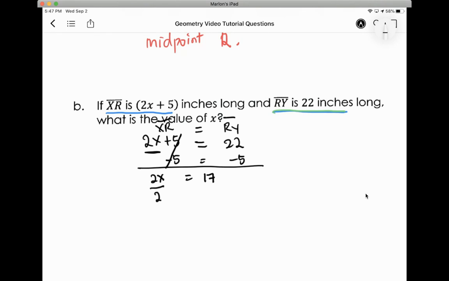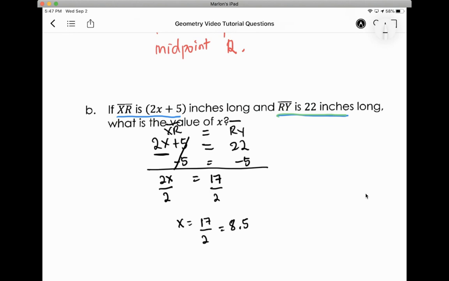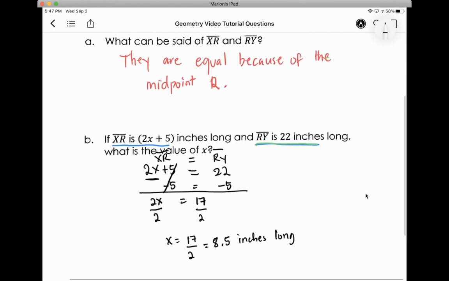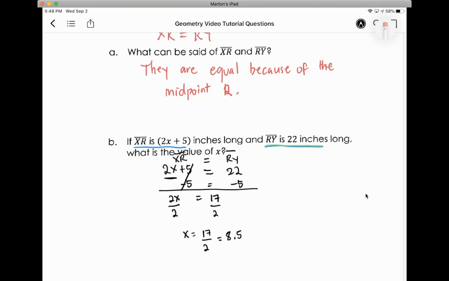I'll divide both sides by 2. So this gives me x is 17 over 2, or also 8.5 inches long. What is the value of x? No, we don't have a unit for that. But the value of x is actually 8.5.